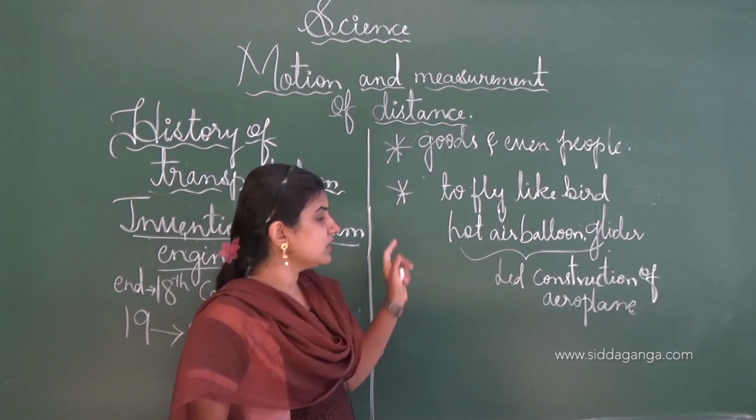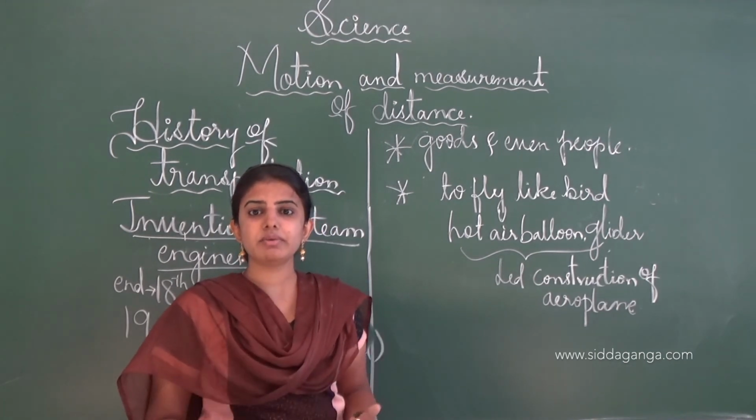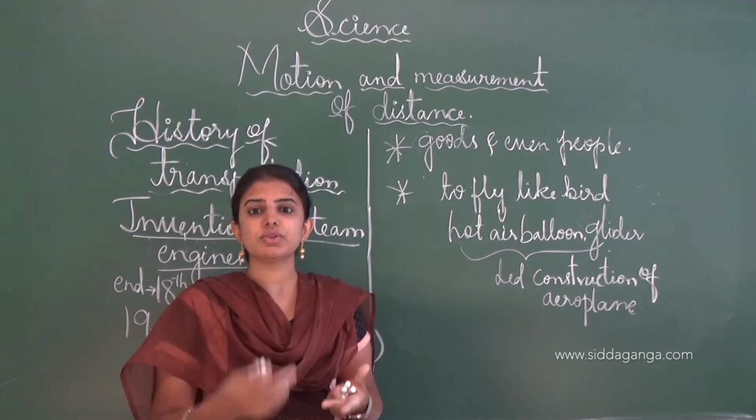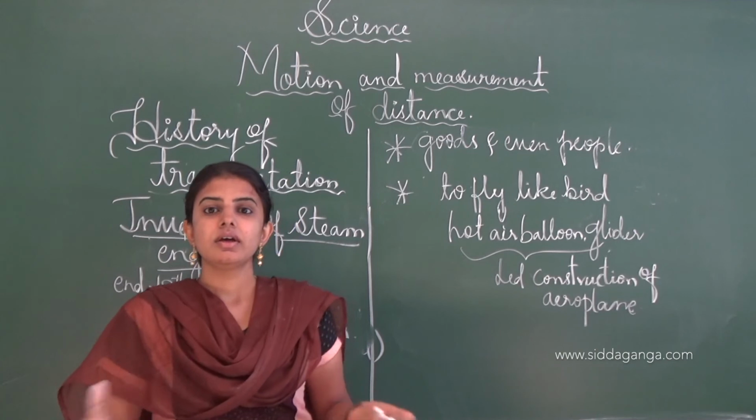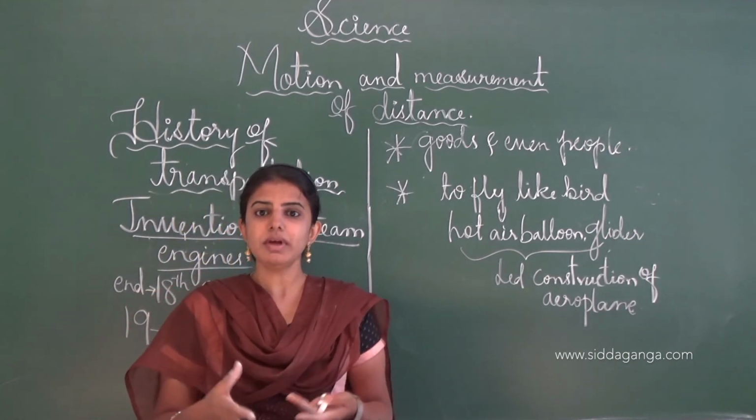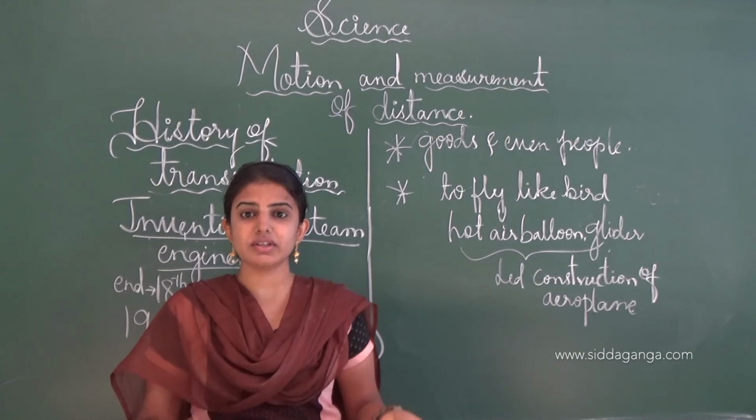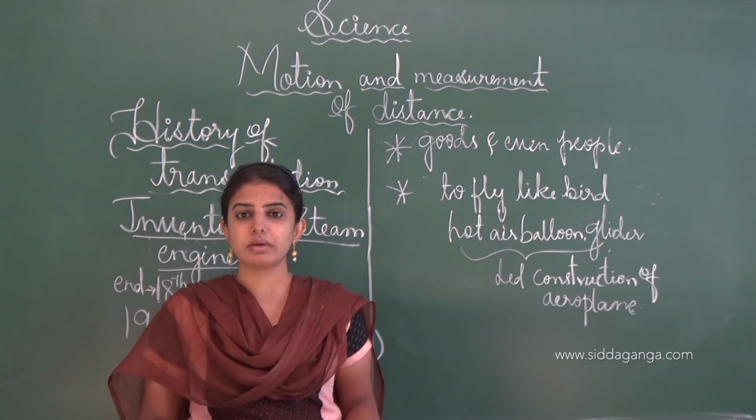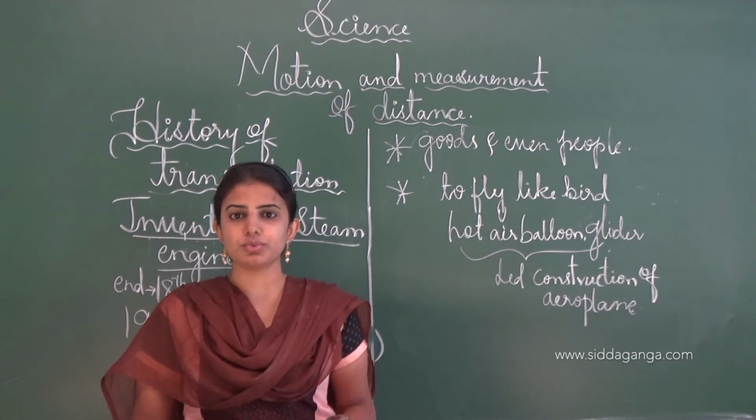And next one is that man always wanted to fly like a bird. For this purpose they prepared the hot air balloon and also the glider. This may have led to the construction of the aeroplanes and also the helicopter. Like that, different types of transportation were made. And even though technology has been improving, there are varieties of transportation that were made and can be used nowadays also. So this is all about the history of transportation.